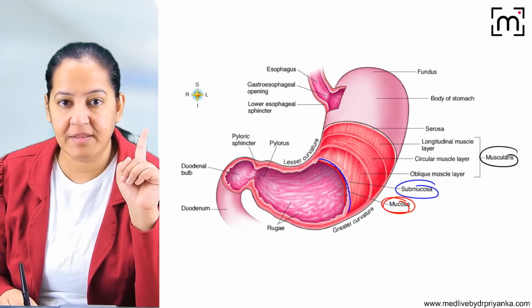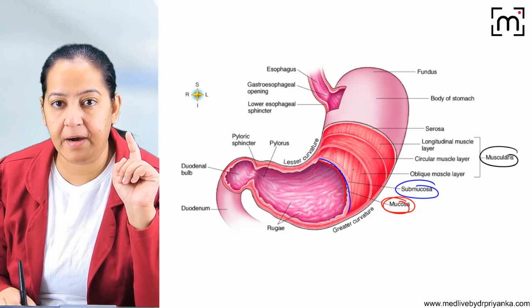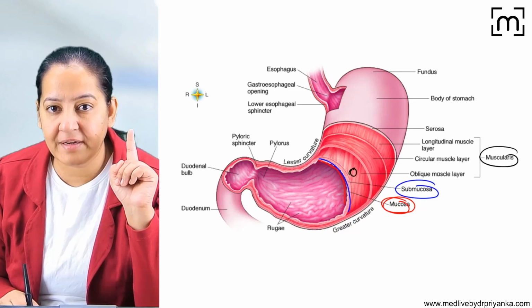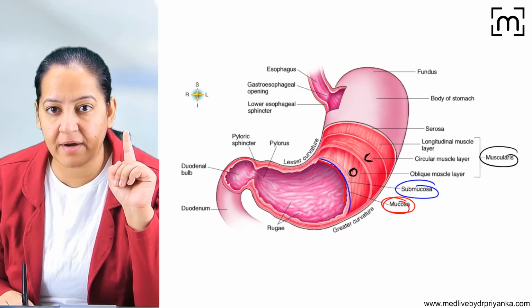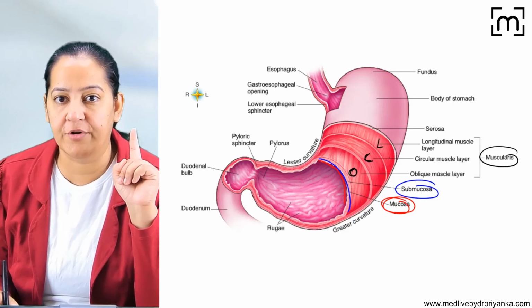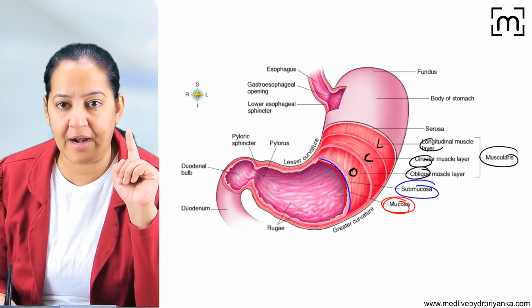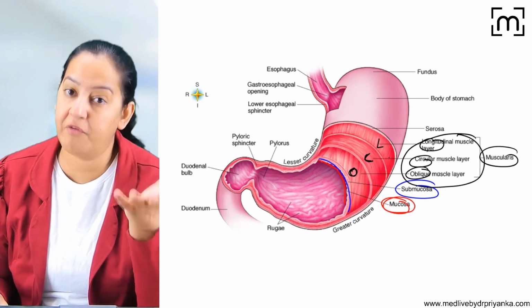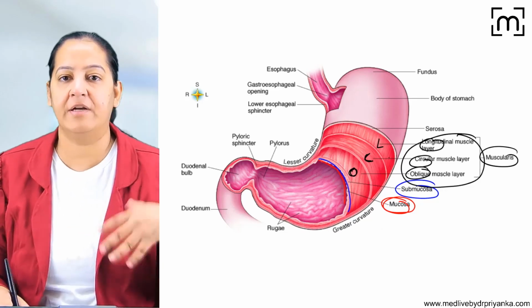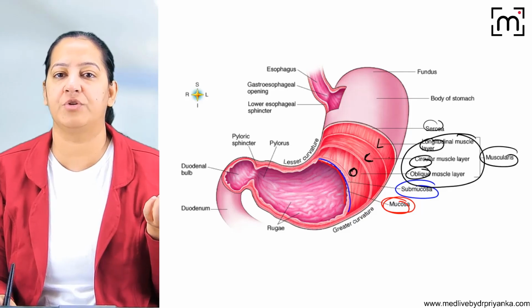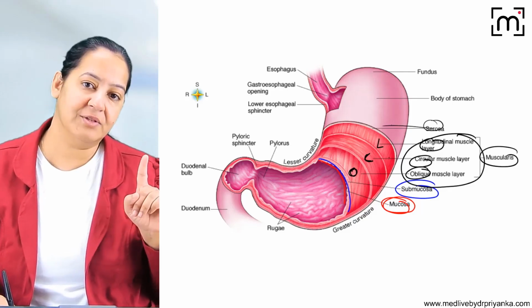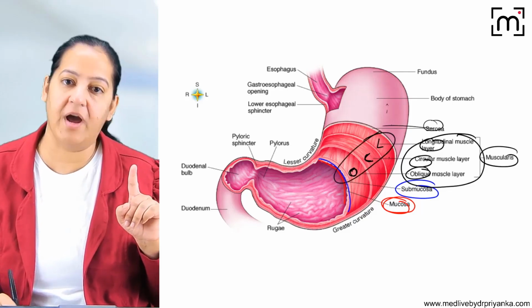You can appreciate the innermost one is oblique, the middle one is circular, and the outermost one is longitudinal. So oblique, circular, and longitudinal. These 3 layers overall constitute the muscularis propria, and the outermost one is the serosa. These are the 3 layers of the muscularis propria of the stomach.